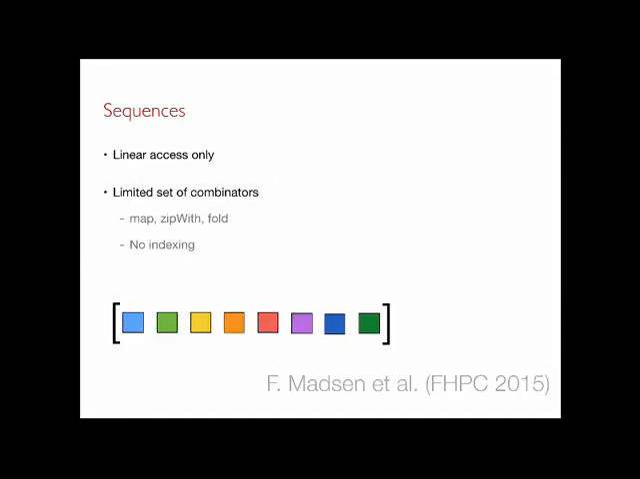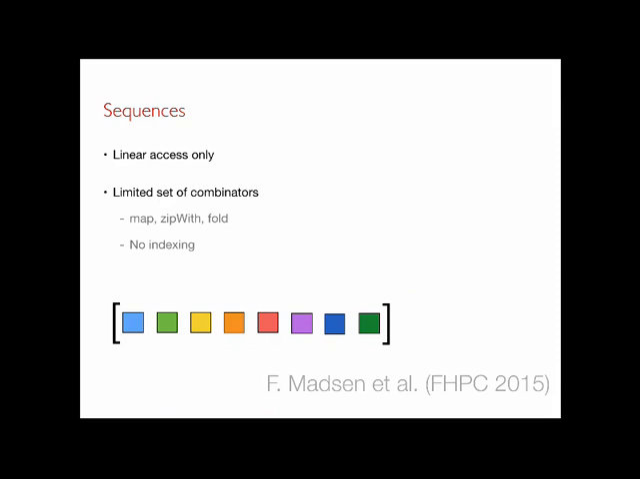In our previous work, we introduced the notion of a sequence. So this is a structure, in addition to an array, that only allows linear access. So it only supports a limited subset of the operations. It can do things like map, zipWith, and fold, but it can't do any sort of permutation, nor does it allow for any sort of arbitrary indexing. So with this limited structure, we can now approach things differently.